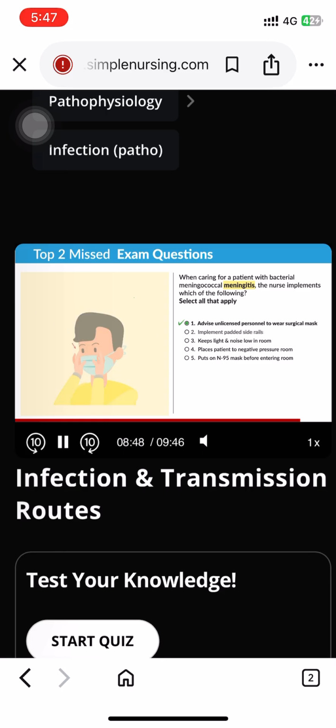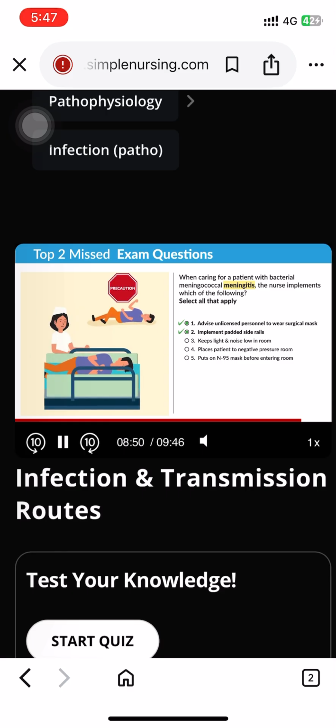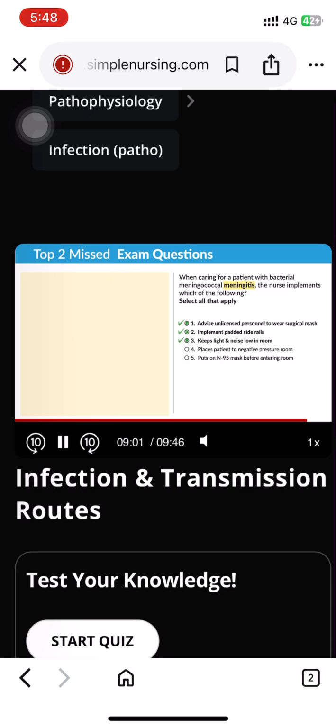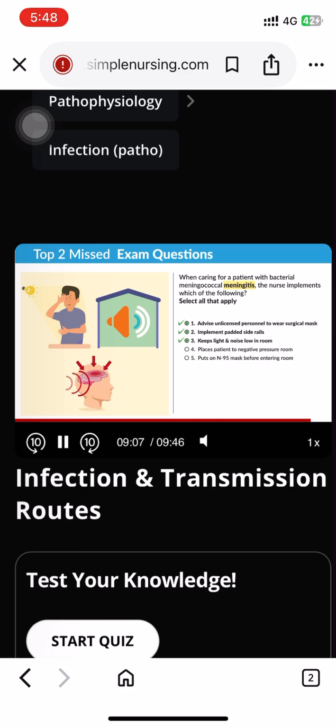Now option 2, implement padded side rails. Yes, seizure precautions, especially for that increased ICP, which is very common with meningitis, that infection inside the meninges. Now option 3, keep the light and noise low in the room. Yes, once again, for that increased ICP risk.